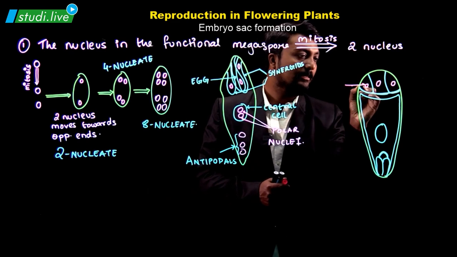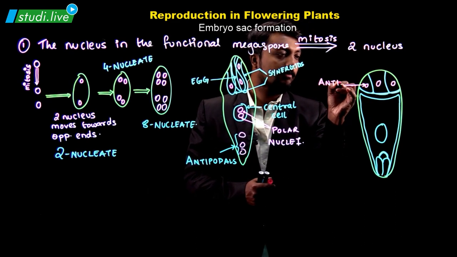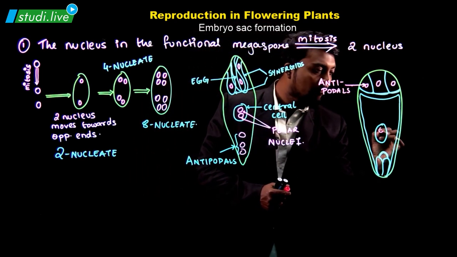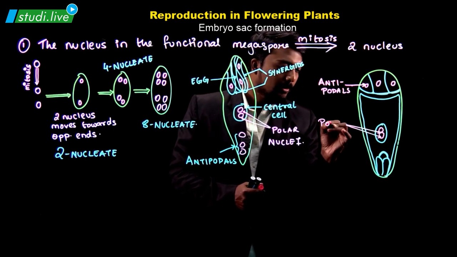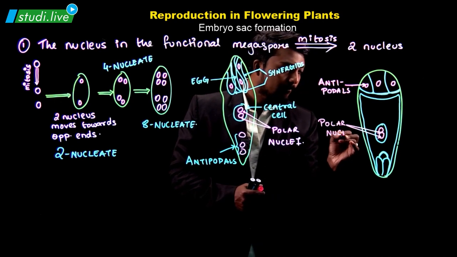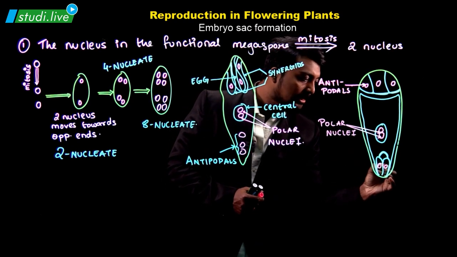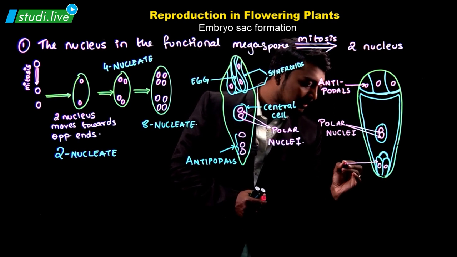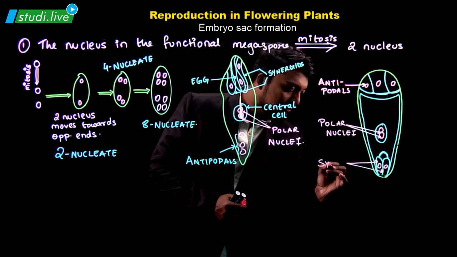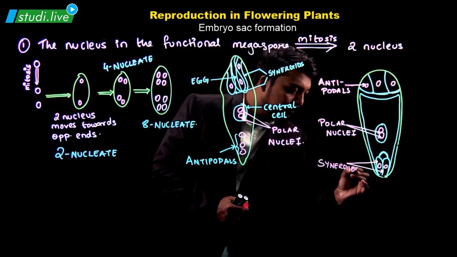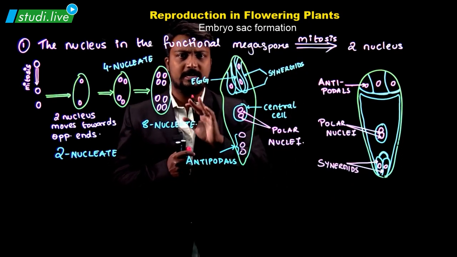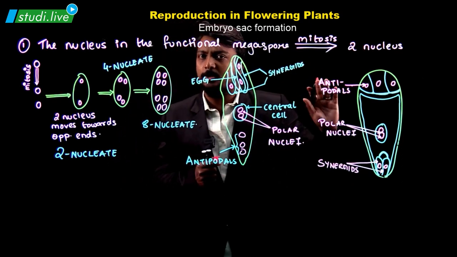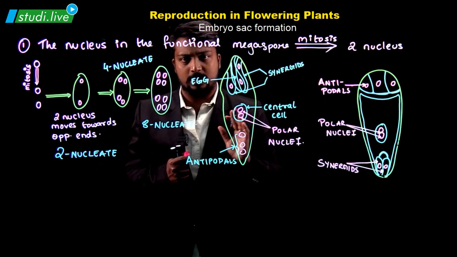So these antipodals are here. So I can say these are the antipodals, right? This is the central cell. Obviously, you have the polar nuclei here. These are the polar nuclei. Obviously, here, these are your synergids. Synergids, right? Then what is remaining? Polar nucleus, synergids, antipodals, did I label everything? So this is how the ultimate embryo sac is formed now.